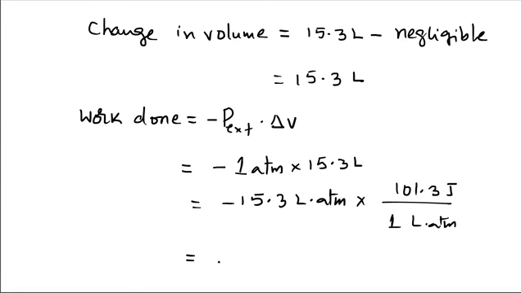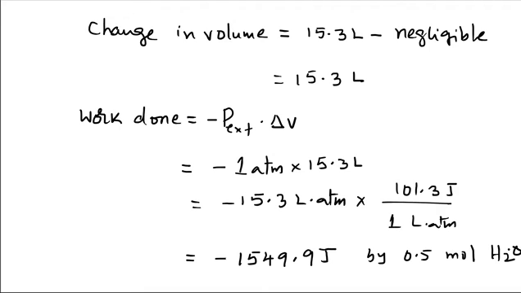So what we get here? We get the amount of work done is 15.3 times 101.3. So I got 1549.9 joules. So this is the work done for 0.5 moles of H2O, that is for 0.5 moles of the gas.